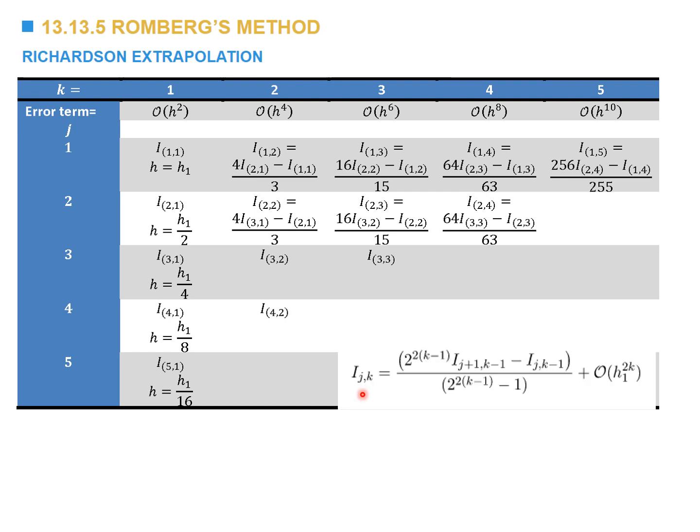A general expression for any cell in this table, I subscript j comma k, can be obtained by using this expression: 2 to the power 2k minus 1 multiplied by the expression at cell j plus 1, k minus 1, minus the expression at cell j comma k minus 1, divided by 2 to the power 2k minus 1 minus 1, and the error term is h1 to the power 2k.